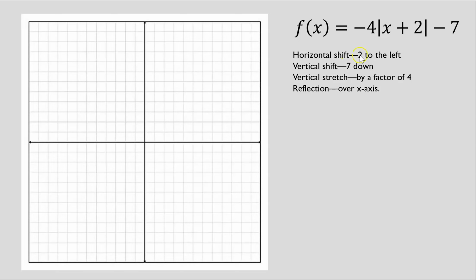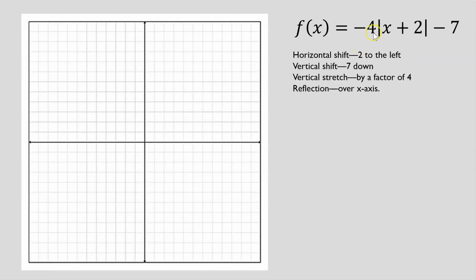We know that there's going to be a horizontal shift 2 units to the left because of this plus 2 here. Remember, what happens inside of the parentheses is in the x direction, and it's plus 2 because plus 2 corresponds to a shift to the left, since it's the opposite of what you'd expect. You need smaller x values to get the same y values back, so it's a shift to the left. The vertical shift is 7 down because of the -7 here.